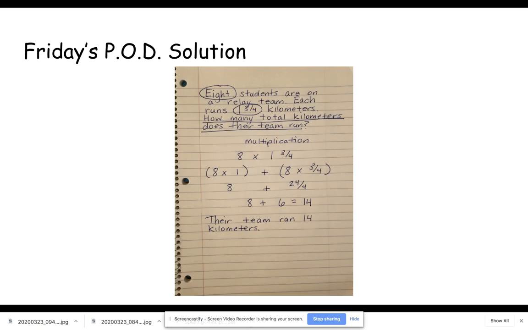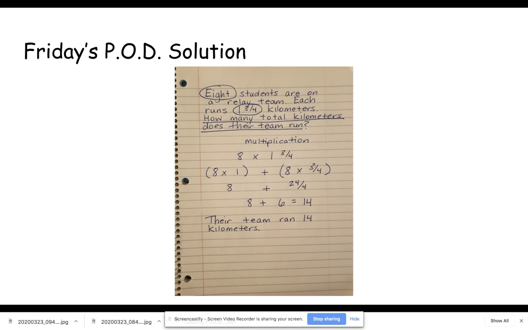Okay, so I looked back at the problem and I circled the important information. So I circled 8 because that's how many students are on the team. And I circled 1 3/4 because that is the distance that each one ran. And I underlined the question, how many total kilometers does their team run? So the operation I am going to use here to solve this is multiplication. I need to multiply 8 times 1 3/4.